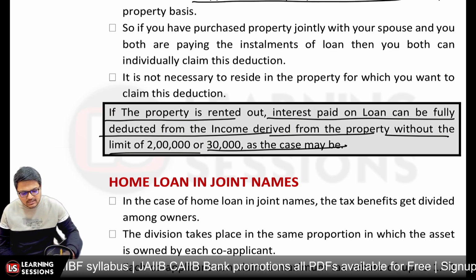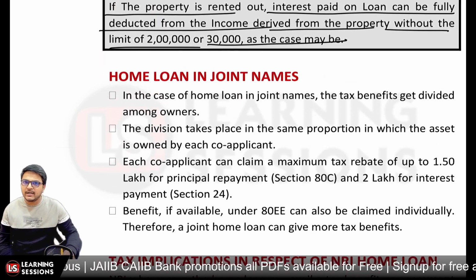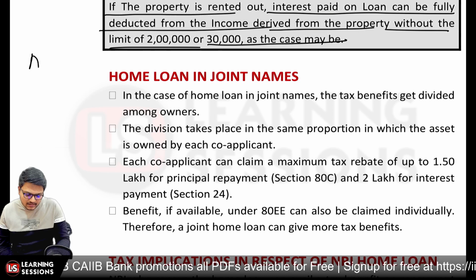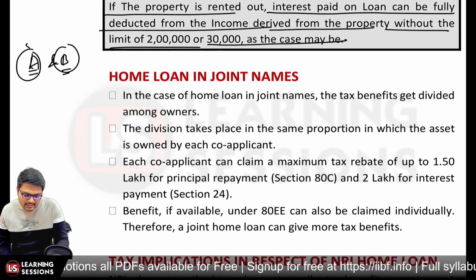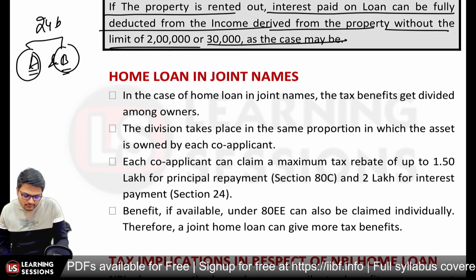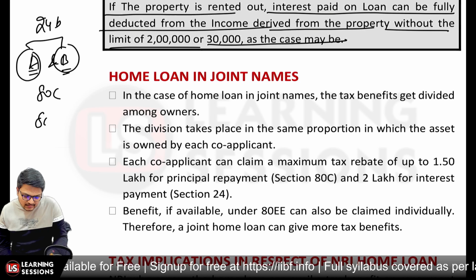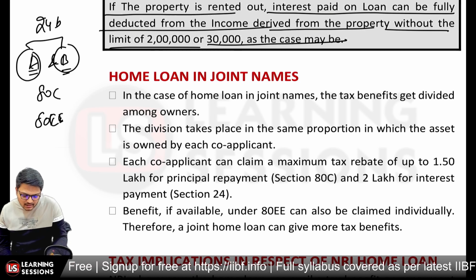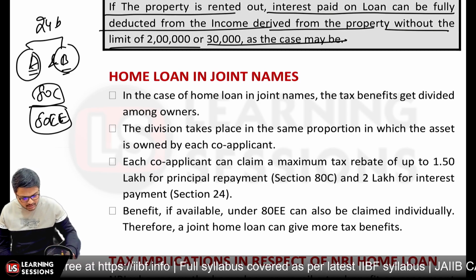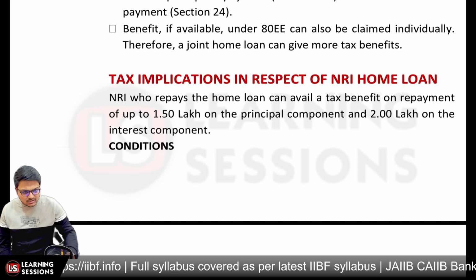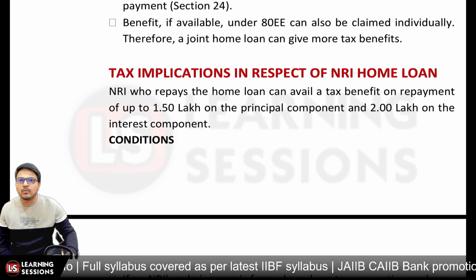Now I've already told you the cases related to home loans in joint names. As I told you, A and B are joint borrowers. In that scenario, the deductions can be claimed individually under section 24B, 80C and 80EE. There is no condition that the complete limit is shared, so there is no condition related to it. Okay. So after that, it's related to tax implications in respect of NRI home loan.